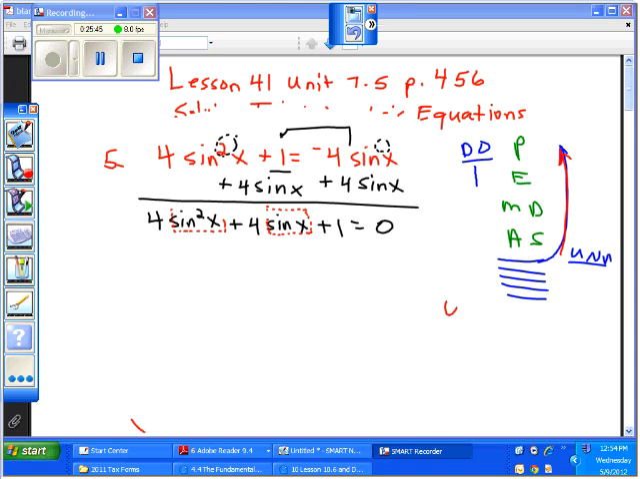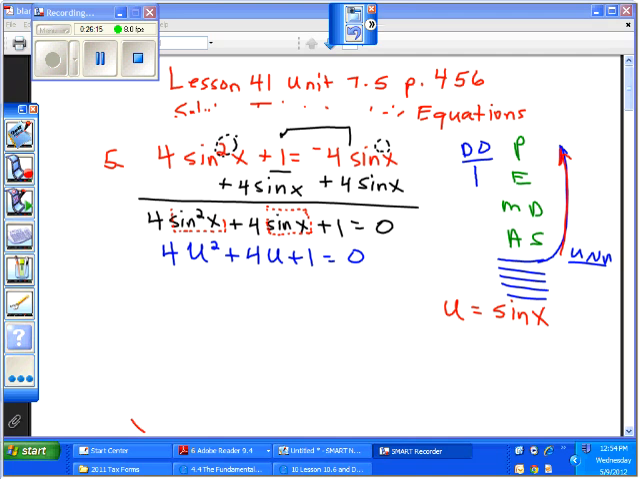So what you learned to do back there in algebra was let that thing be u. We're going to let u be sine x, that thing that we had to the first power and that thing that we had to the second power. And we're going to rewrite this in terms of u, and we would have 4u squared plus 4u plus 1 is equal to 0, and it's just a little bit more palatable.